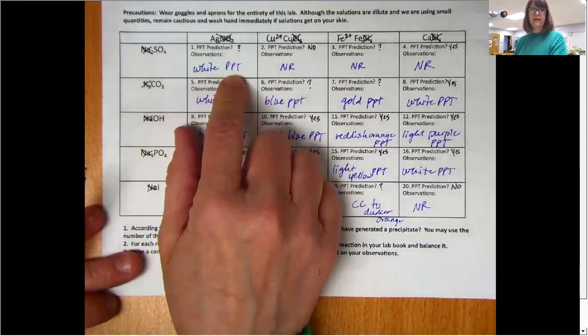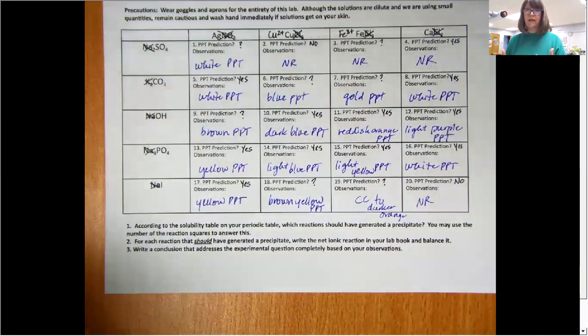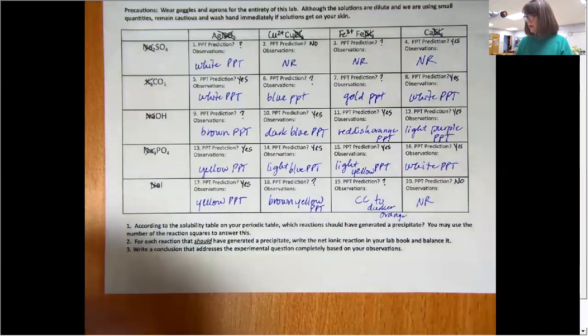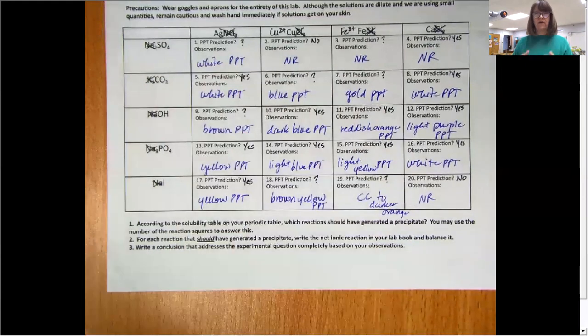PPT means that when we mix those two solutions, the combination became cloudy. And that cloudiness, and the fact that it's no longer perfectly clear, indicates that a solid was made from two of the ions that you combined. And we call that solid a precipitate. Much like precipitation in weather is something that falls from the sky, a precipitate in chemistry is something that falls out of solution.